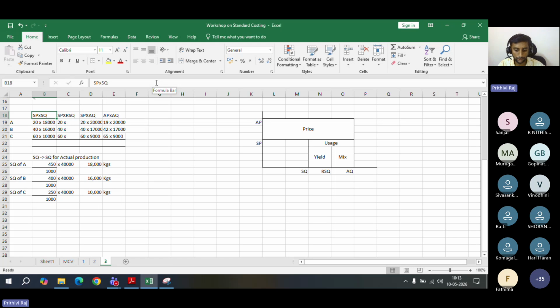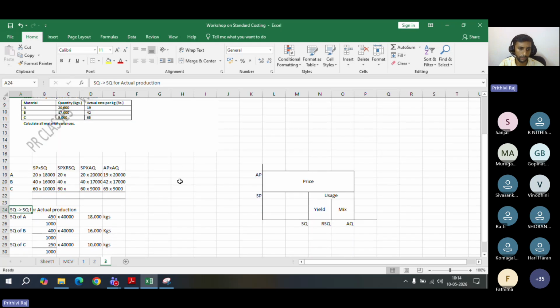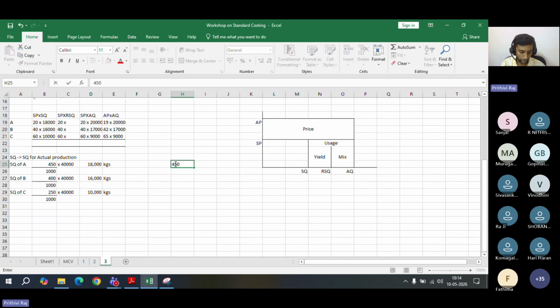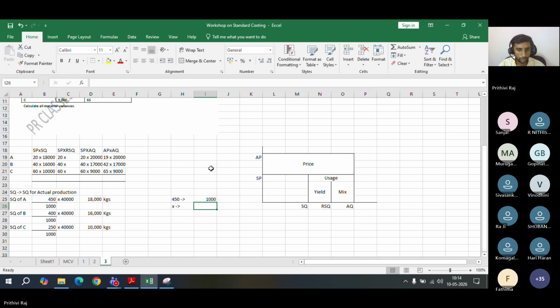Any doubts in the standard quantity calculation? If any doubt, just unmute yourself now and let me know. As you can see, this 450 is for 1000 kgs of finished goods. But my actual finished goods is not 1000 kgs. If the actual finished goods were 1000 kg, then you would take directly 450, 400, 250. But my actual finished goods is 40,000. So I expand this 450 for 1000 kgs to see how much input is needed for 40,000 kgs. I'm doing a pro rata upliftment. So 450 is for 1000. Then for 40,000 kg, how much is my input? You would have studied this in college also. It's the same calculation I'm doing: 450 is for 1000, then 40,000.